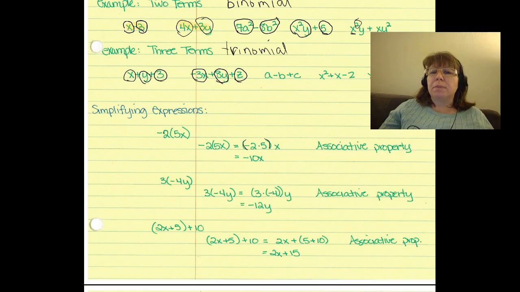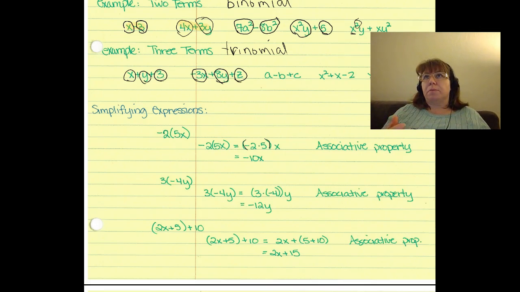Now you might be asking, why don't I just combine the 2x plus 15? Well, here's the problem. You would be combining apples with bananas, and that we're not going to do. We're only going to combine apples with apples, bananas with bananas, oranges with oranges. So they're called like terms.